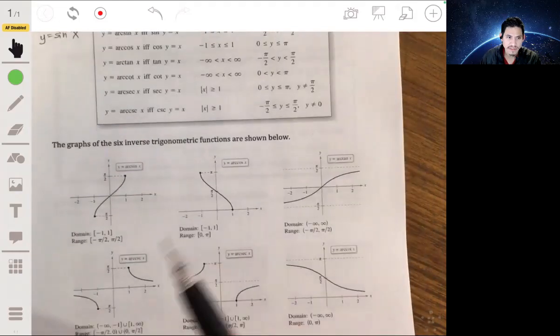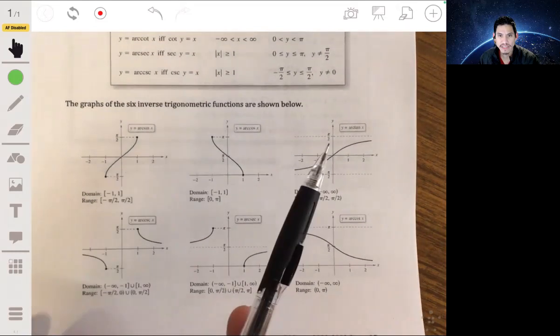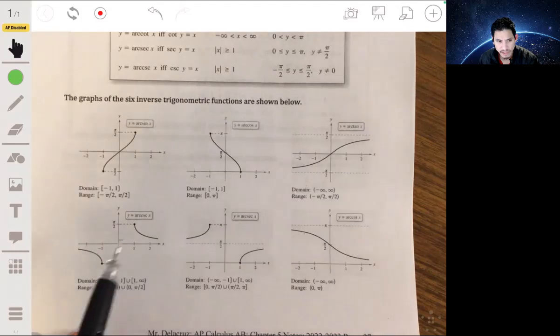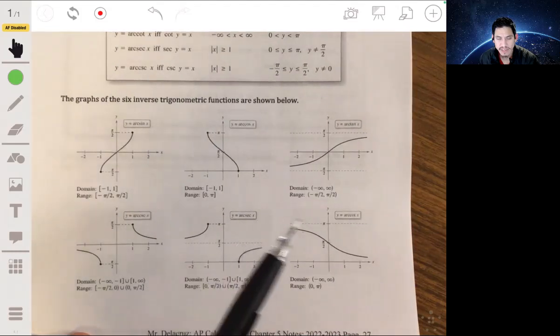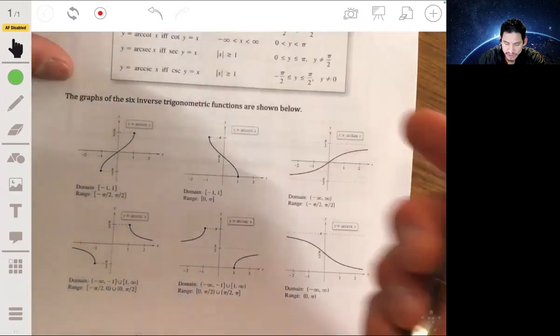So here are the graphs. We got the graph of the arc sine of x, the arc cosine of x, arc tangent of x, the arc cosecant of x, the arc secant of x, and the arc cotangent of x. Now, the initial thought that usually comes to mind is why do the graphs look so weird? Why don't they keep on going up and up, or why don't they keep on repeating like the trig functions? Why do they stop? Why are they cut off at those points?